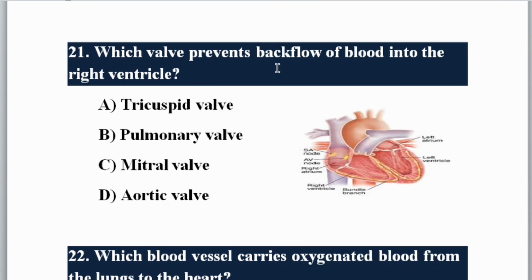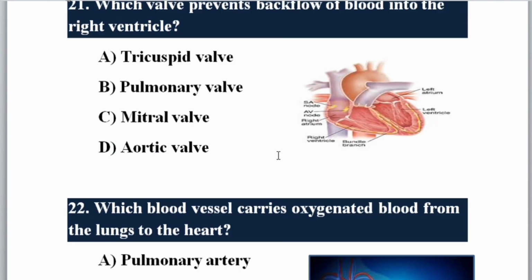Which valve prevents the backflow of blood into the right ventricle? Alpha, tricuspid valve. Beta, pulmonary valve. Charlie, mitral valve. Delta, aortic valve. So here the right option is pulmonary valve. It prevents backflow of the blood into the right ventricle.